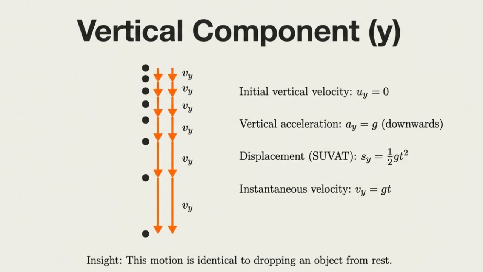Here, we focus on the vertical motion component, where the initial vertical velocity is 0, meaning the object starts from rest in the vertical direction. The vertical acceleration is due to gravity, which acts downwards with a constant value g. Using the equations of motion, the vertical displacement after a time t is given by 1/2 gt squared, reflecting the increasing distance fallen over time. The instantaneous vertical velocity at any moment is simply gt, meaning it increases linearly as the object continues to fall. Essentially, this vertical motion mirrors the behavior of an object being dropped straight down without any initial push.